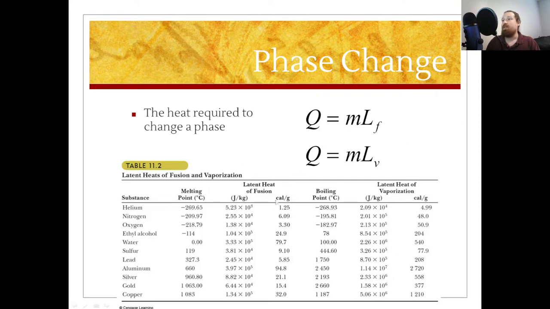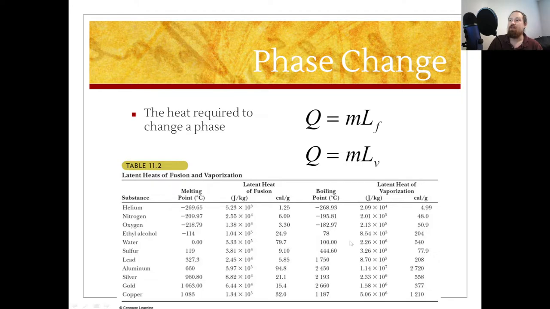Let's look at the latent heat of fusion column right here. There's different numbers in this column to represent how much energy is required to melt any of these materials currently listed on the side here. So, the bigger something's latent heat of fusion number is, the more energy needs to be added to it in order to melt it. Or, alternatively, the more thermal energy needs to be removed from it in order to freeze it.